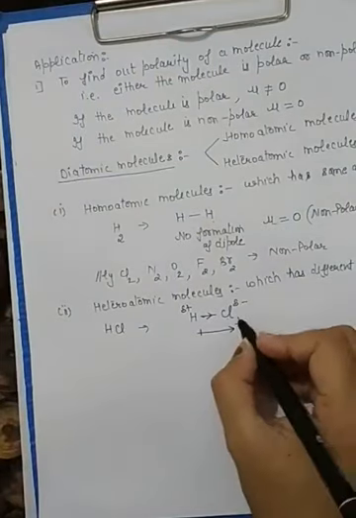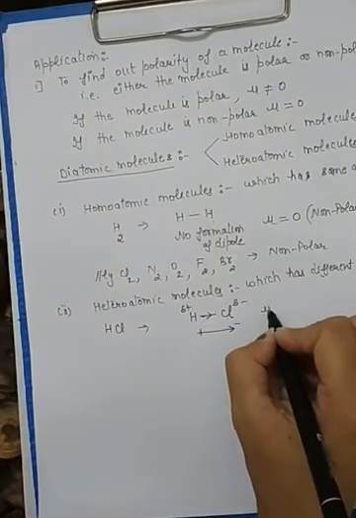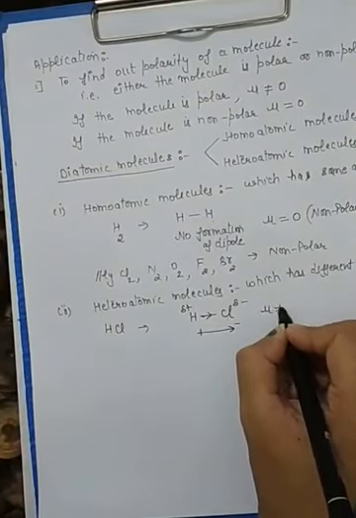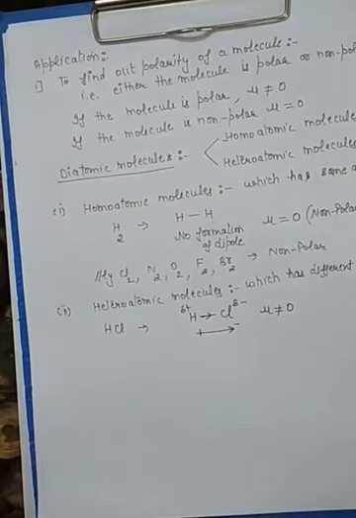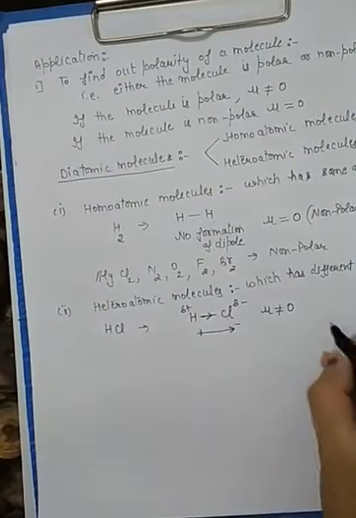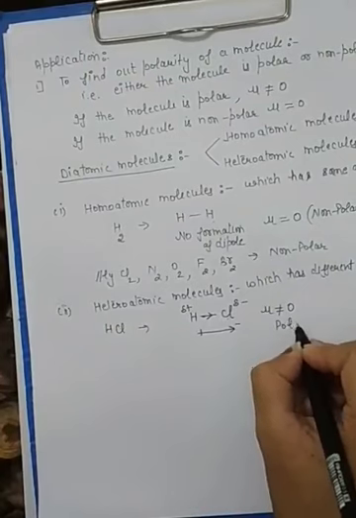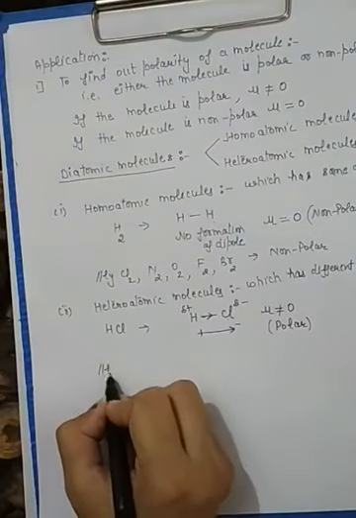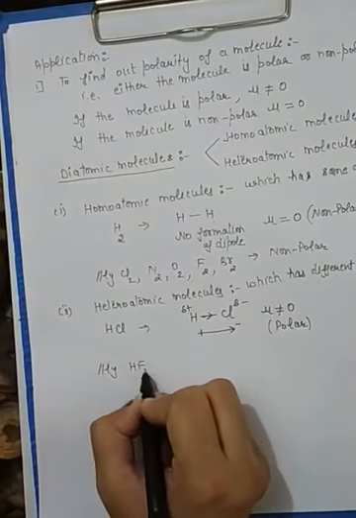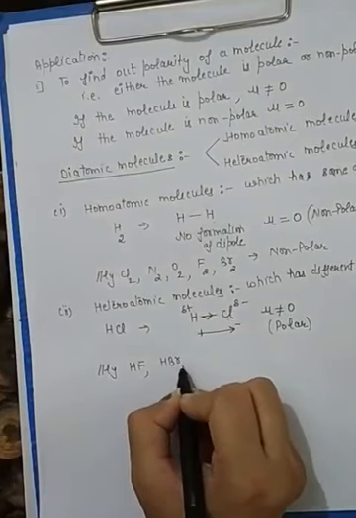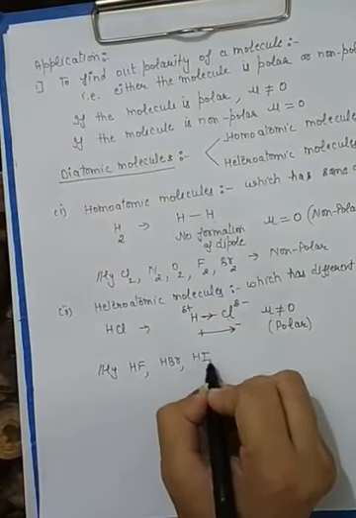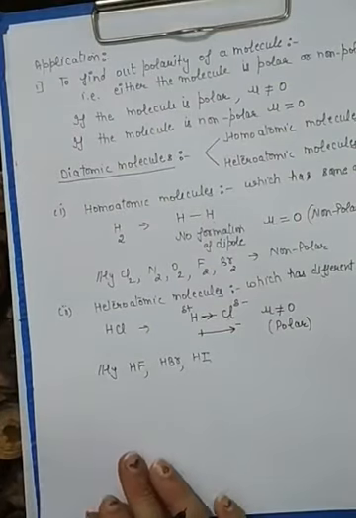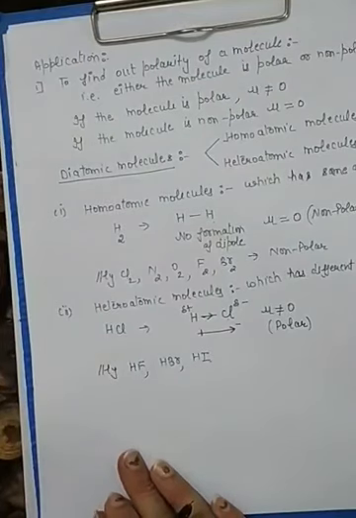Okay. For this type of molecule, mu is not equal to 0. They have some value of dipole moment, hence this is called a polar molecule. Similarly, for HF, HBr, HI, all these molecules are polar in nature.